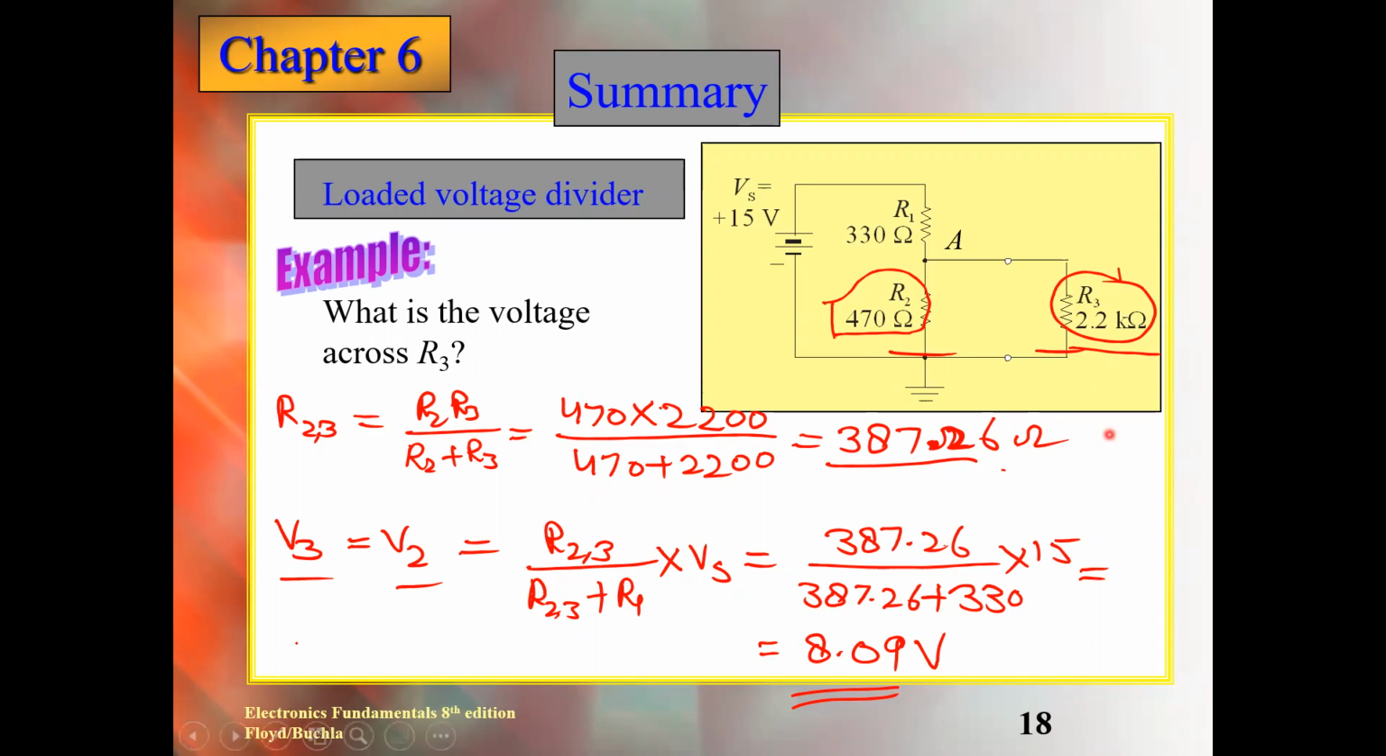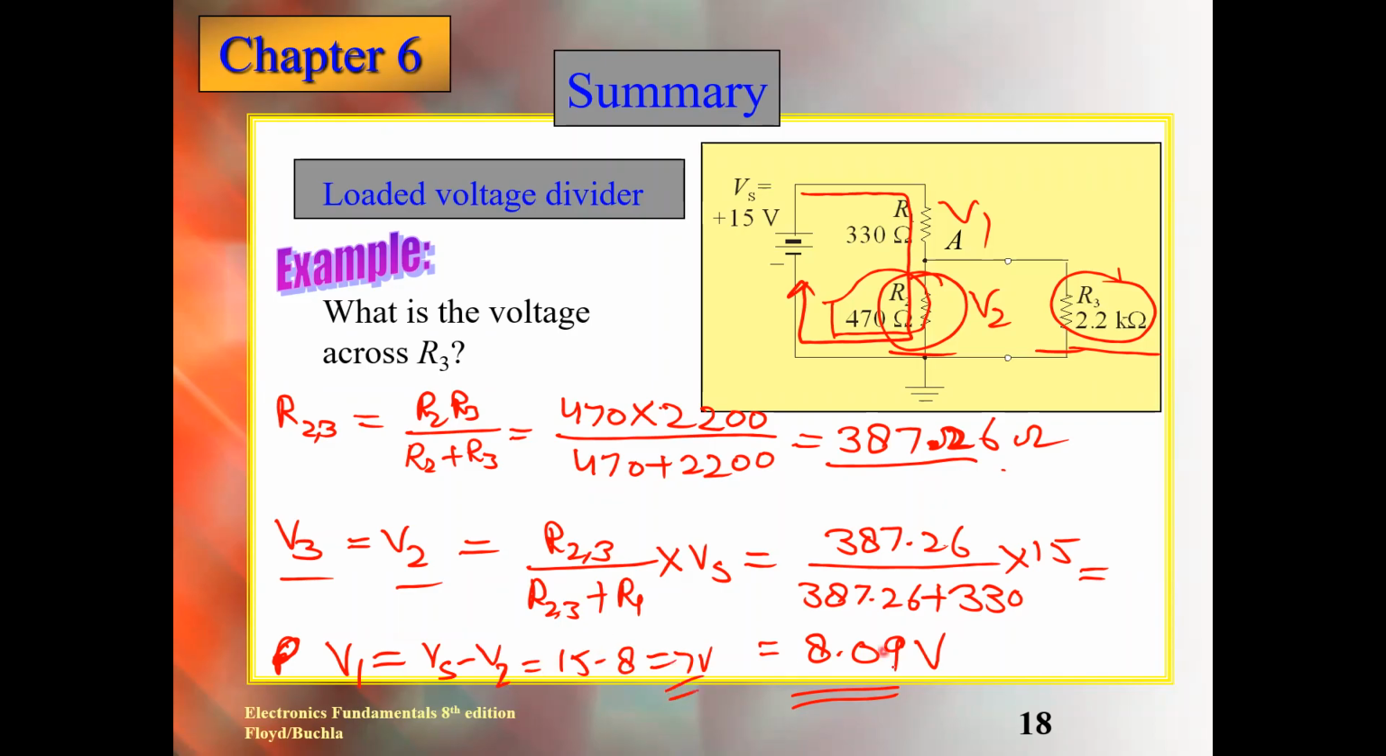Okay, if I ask you now, how much is V1? 15 minus 8.09. Exactly. It's because we can apply KVL in any closed loop, and here we already know the drop V2. So we can say V1 is equal to Vs minus V2, which is 15 minus 8, about 7 volts. So this way we can simplify this type of circuit.